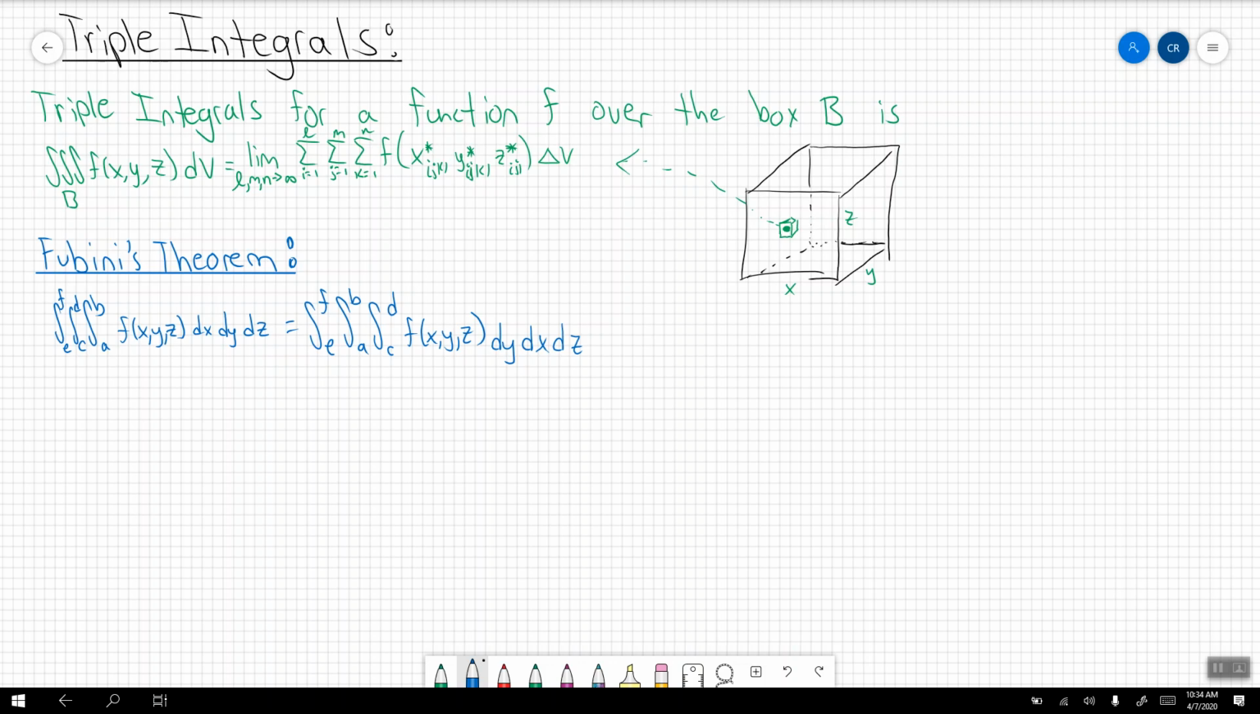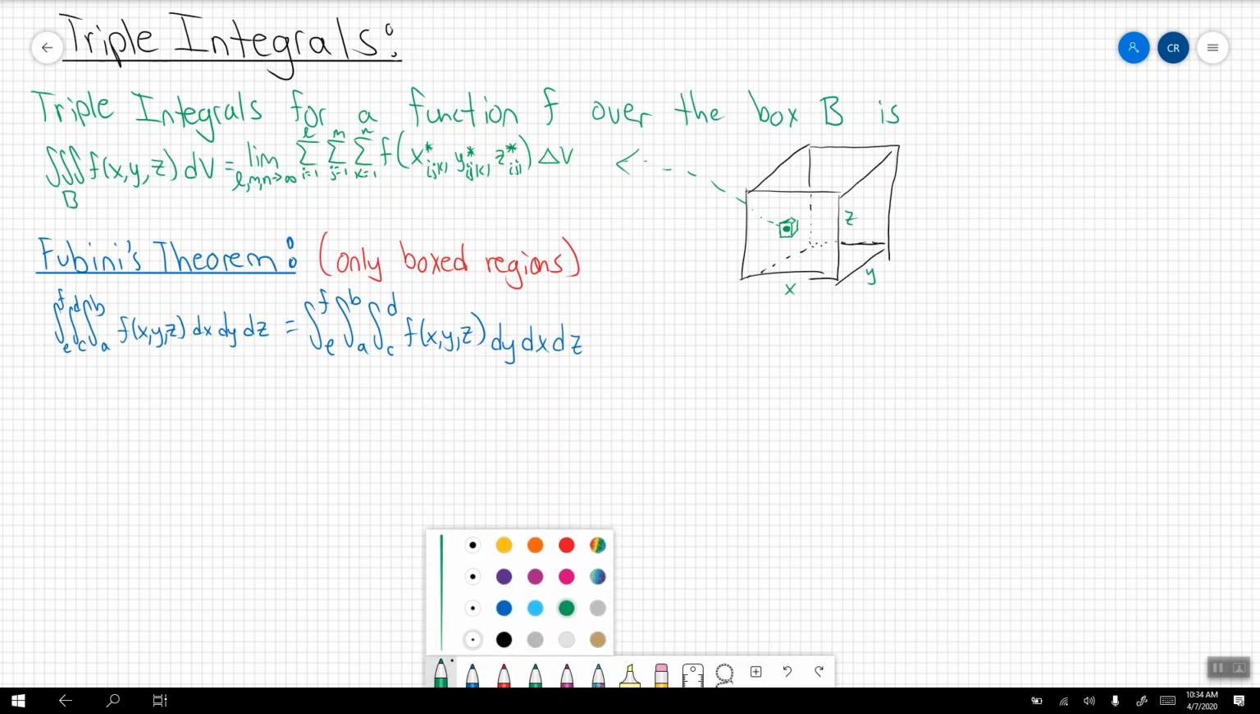So Fubini's theorem only applies to box regions. And again, we have to be careful with that, because as you saw back in polar coordinates with double integrals, we don't exactly get rectangular regions every single time that we set this up. So Fubini's theorem is very nice in the sense that if we can use it, great. If not, well, we have to find a different way to evaluate.